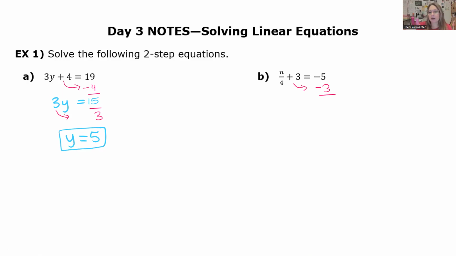So we've got -5. We're getting more negative. So we get -8. And then we have n over 4. All right, our last step to get n by itself. What's the inverse of divide by 4? Multiply by 4. So over here, I'm going to multiply by 4. A negative times a positive is going to be a negative. What's 8 times 4? 32. Beautiful.